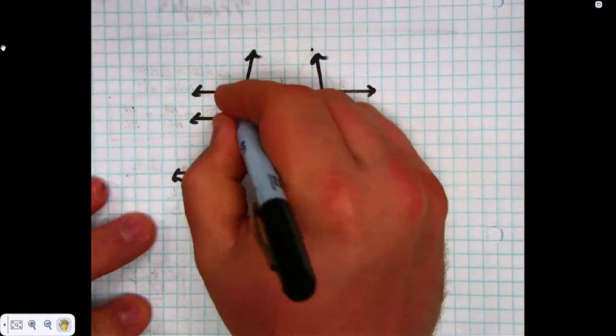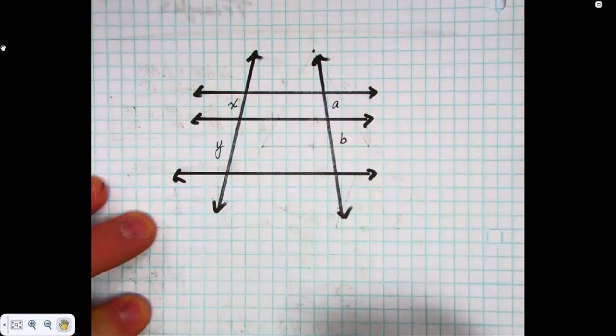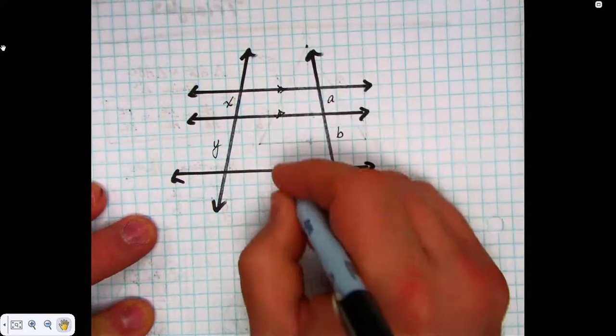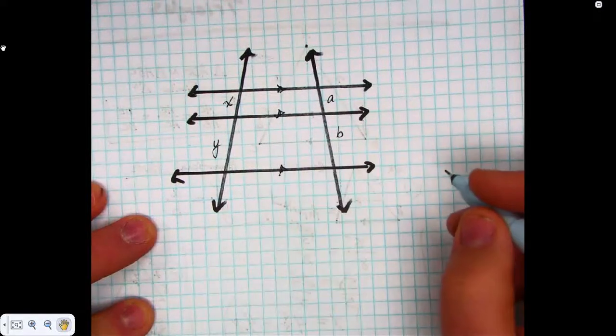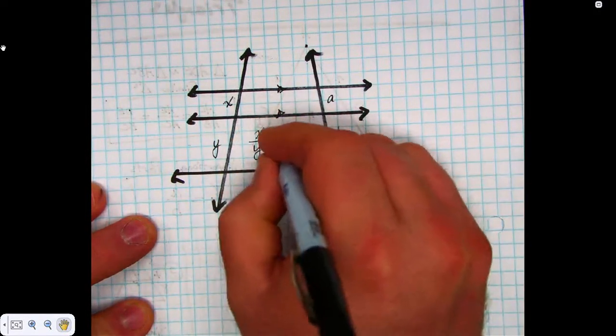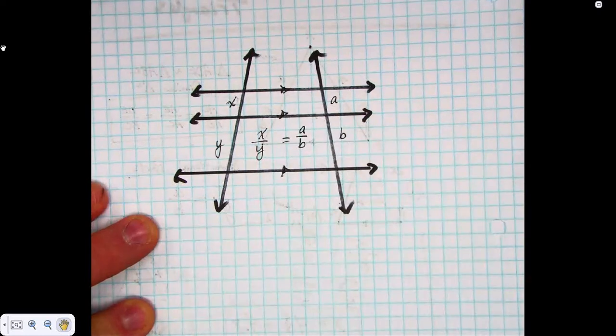If this was X, and this was Y, this was A, and this was B, what do you think you can say here? When all these are parallel. What do you think you can say? X over Y is equal to what? A over B. That's simple.